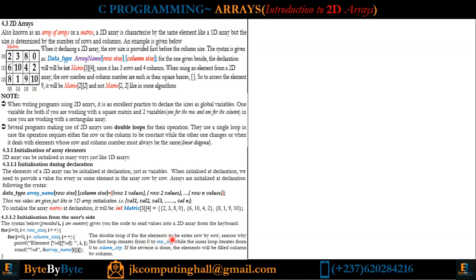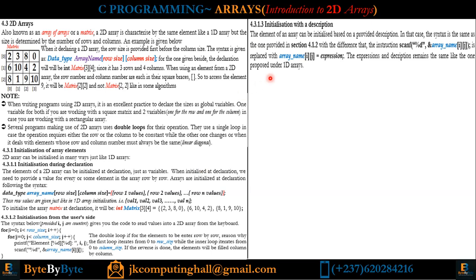The double loop is for the elements to be entered row by row. The reason why the first loop iterates from 0 to row size, while the inner loop iterates from 0 to column size, is that if the reverse is done, the elements will be filled column by column, and it's a little bit troublesome in some cases. So it is always advisable to work with array elements row by row.